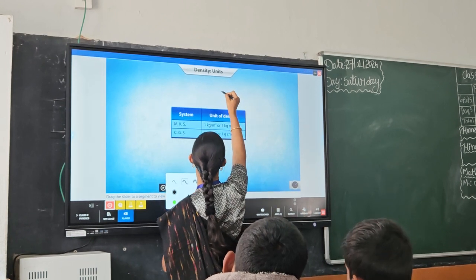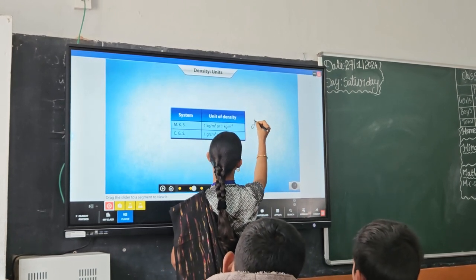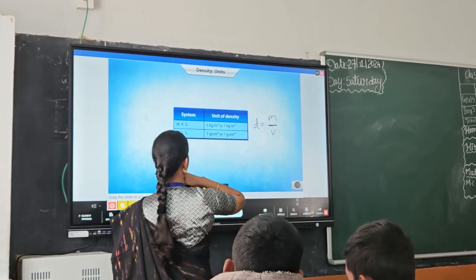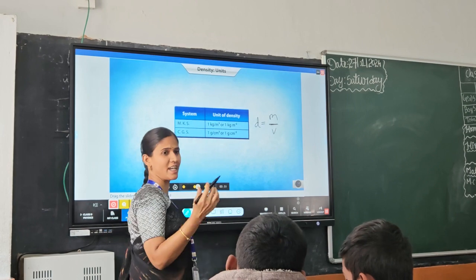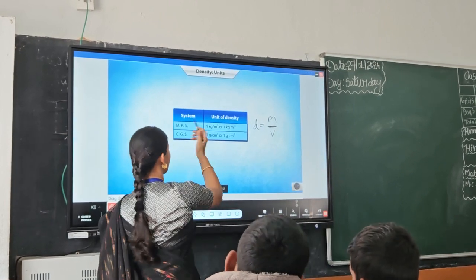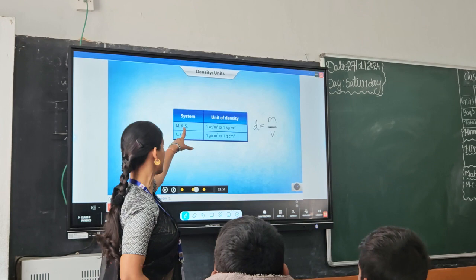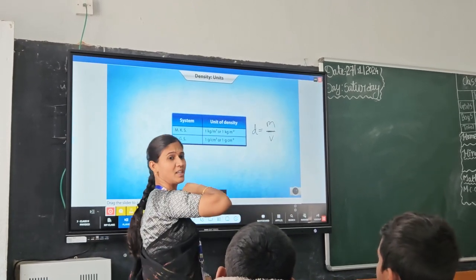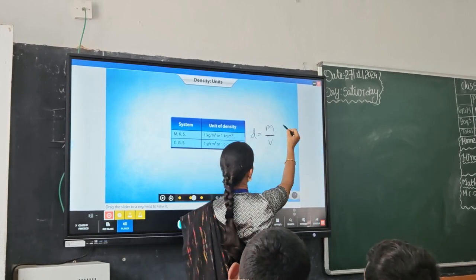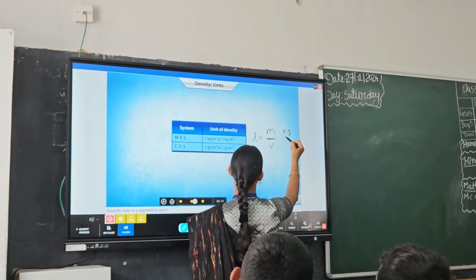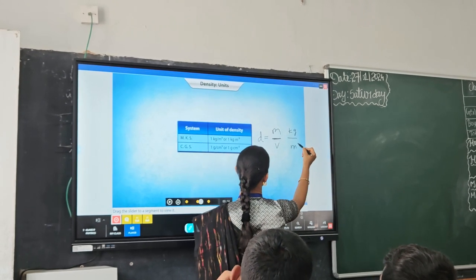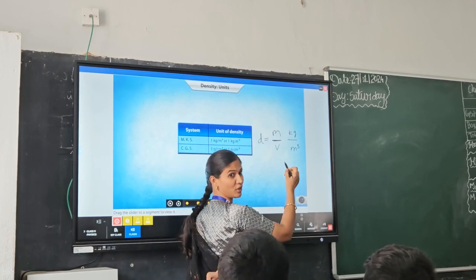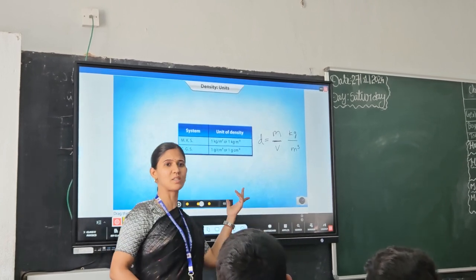What is the definition of density? Mass by volume. What is the unit of mass? Kgs or grams, right? But MKS system means meters, kg. We will take kg when we go for MKS system. Mass, how will you measure? Kg. And volume? Meter cube. Kg is the bigger unit, no? Meter cube is the bigger unit.